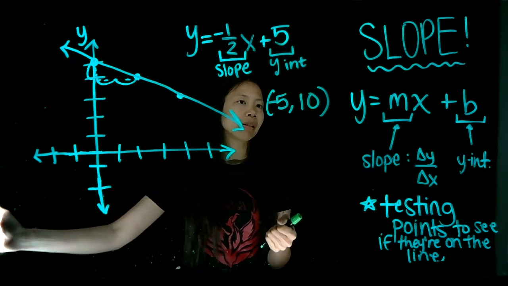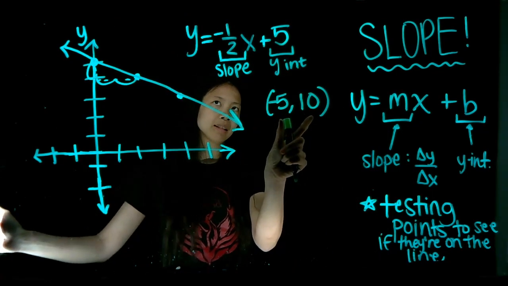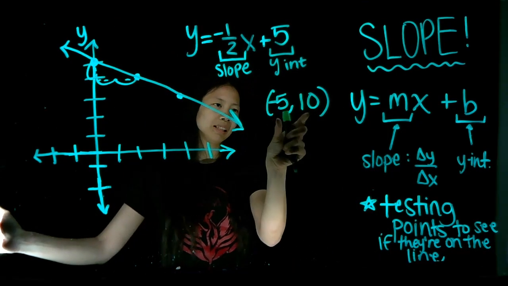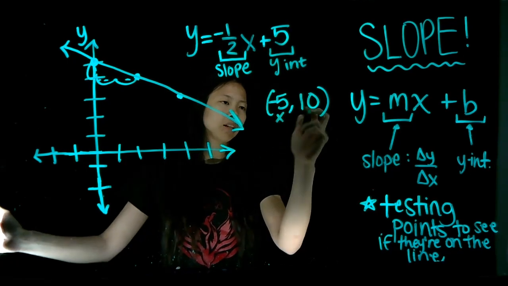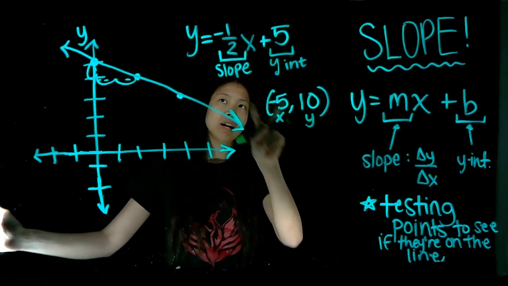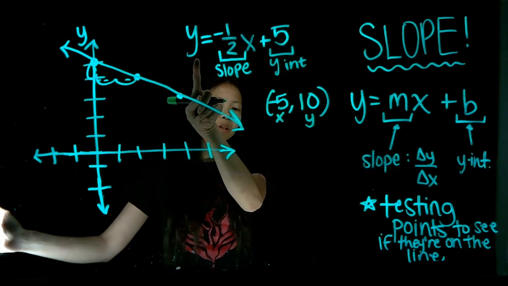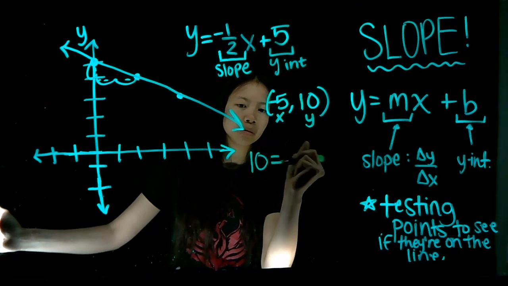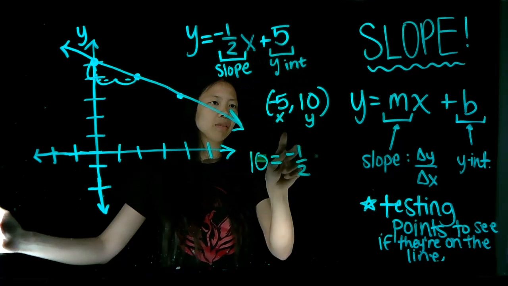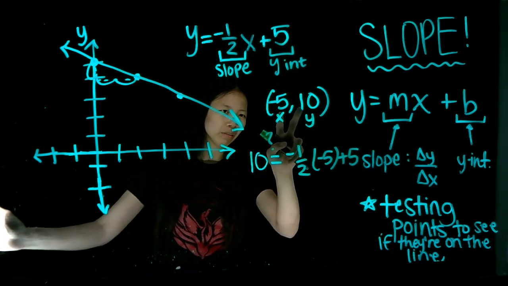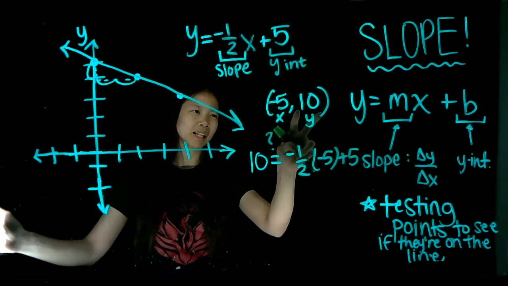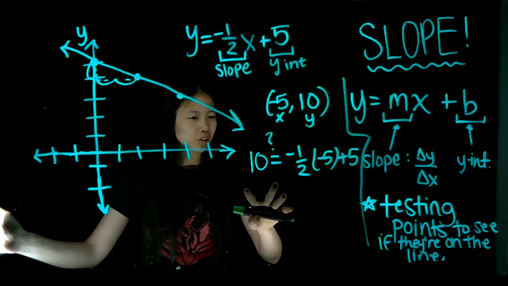On problems like this, sometimes you'll be given a point and you'll be asked, is this a point on the line? Is this a solution or is this a point on the line? So one way you can check is to take the point that you're given and substitute the values in for x and y. So instead of y, I'm going to swap it out for 10. I'm going to say 10 equals -1/2 times my x value, which in this case is -5, plus 5. And I'm wondering, are these equal? If I plug in -5 for x, will I get out 10 with this equation that we have? So I'm checking to see if these are equal.